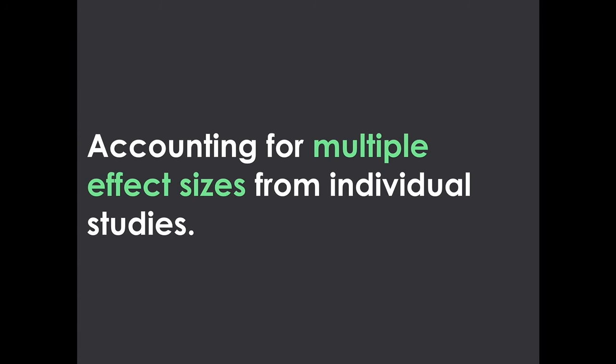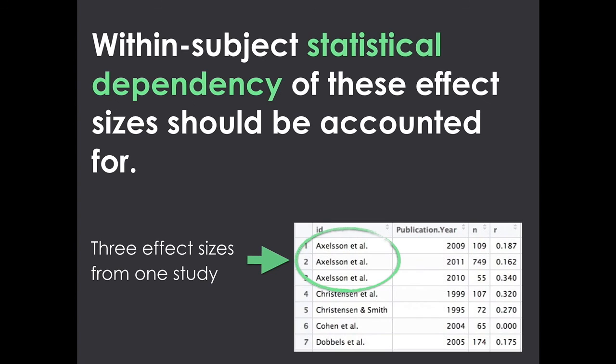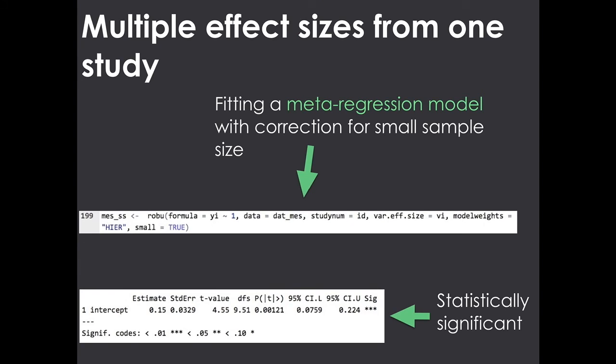Now, you tend to find that some studies report multiple effect sizes. This can be an issue because if you're including these multiple effect sizes from one study, there can be issues of dependency. So you need to find ways of actually accounting for this. In this example, we have 3 effect sizes from one study. Now what you can do is fit a meta-regression model with the correction for small sample size. And here we found a statistically significant effect.